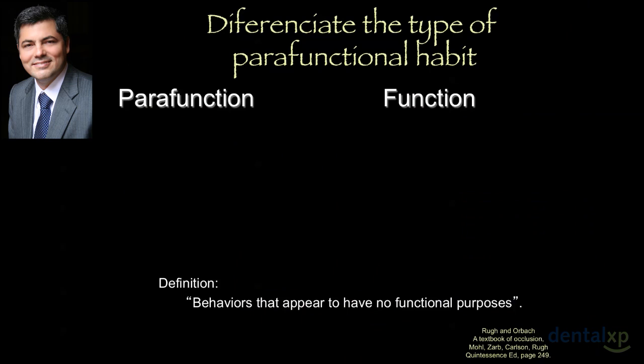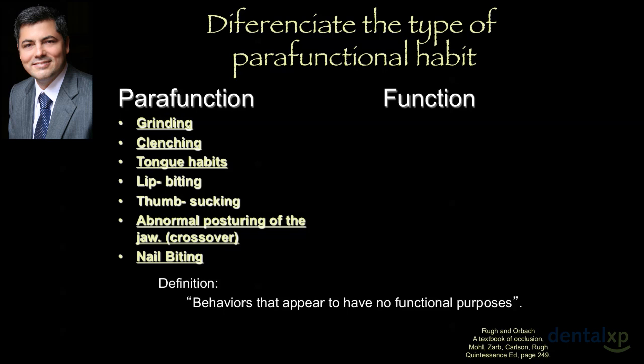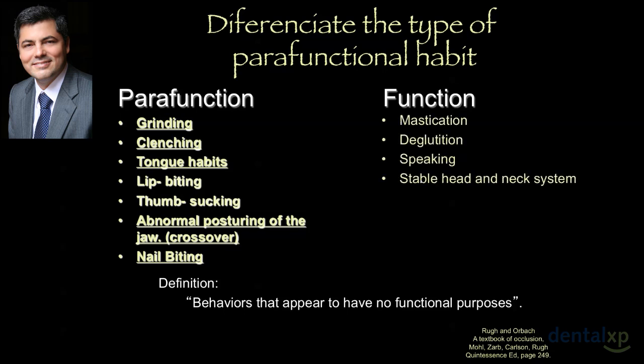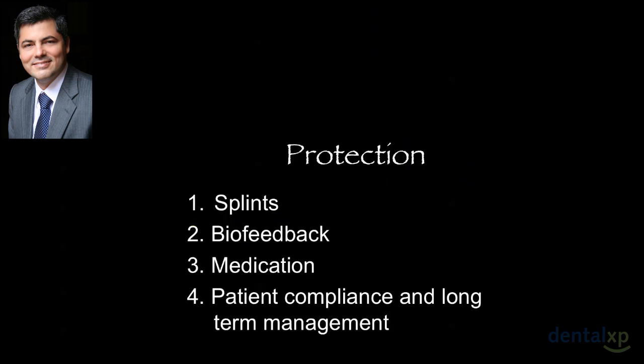So again, it's important to differentiate the type of parafunctional habit because that will affect the type of treatment and therapy that you're going to be utilizing, especially if you are incorporating splints into the treatment. It's important that you have different strategies to protect your work and to protect the dentition of the patient. One strategy would be to utilize splint therapy, and there are many different kinds of splints. Another strategy is to have the patient go into biofeedback training. Medication can be very helpful in some patients, and it's important to get the patient involved and have a compliant patient that is willing to help us for the long-term management.